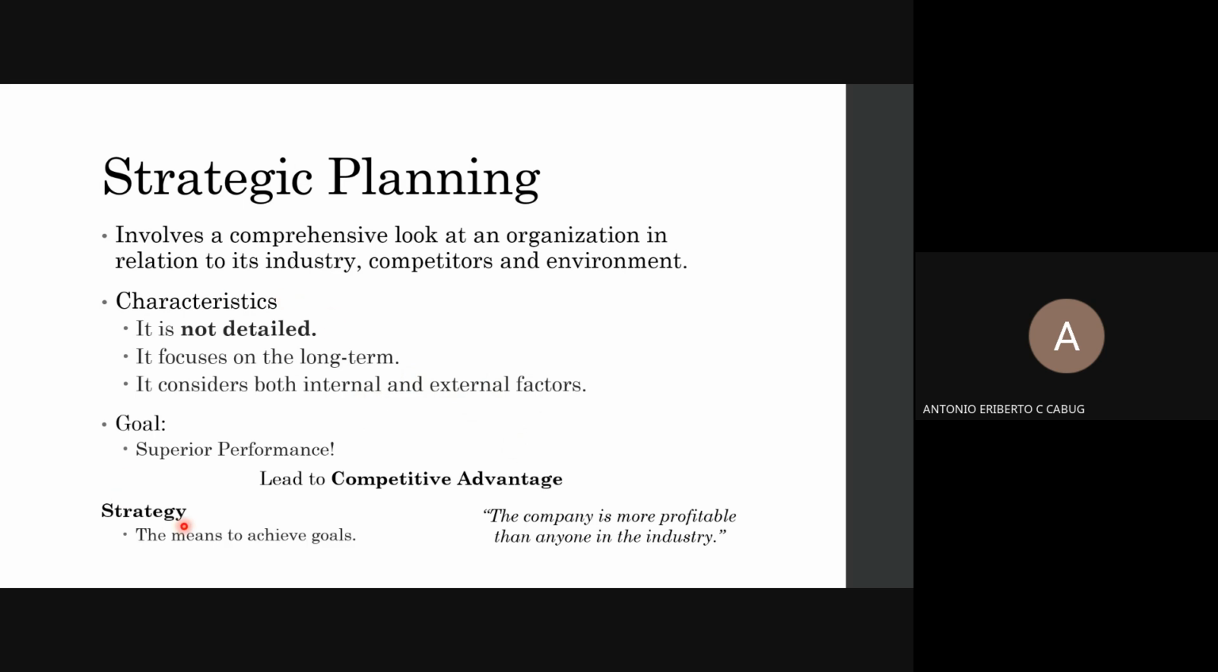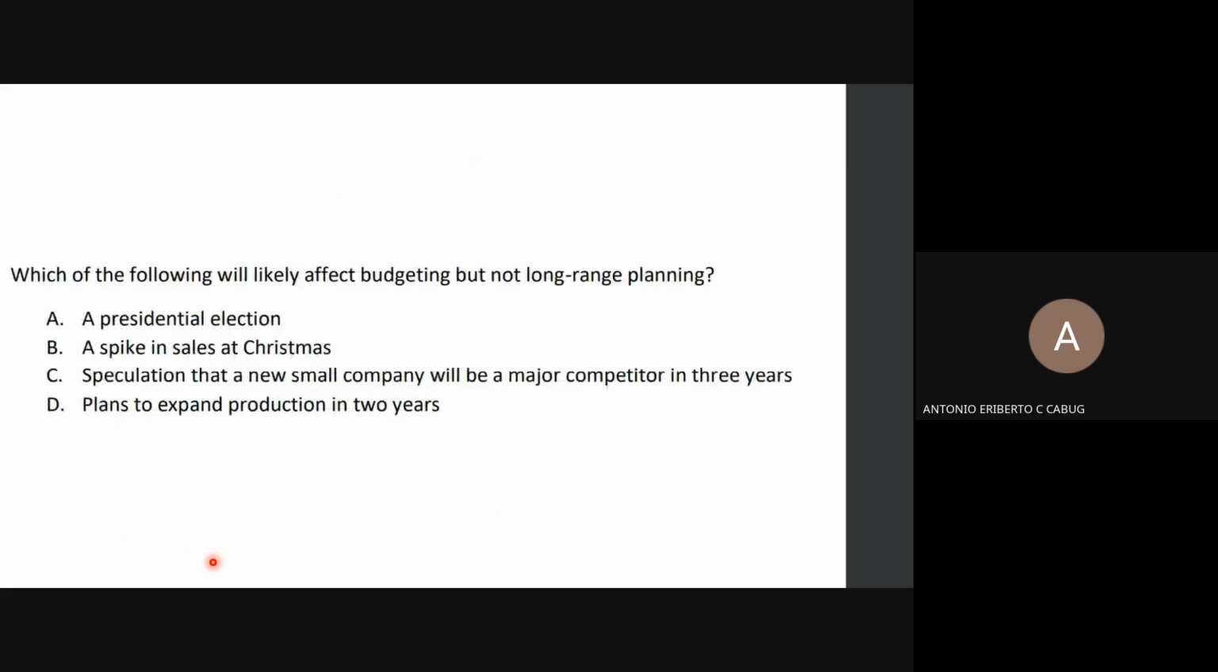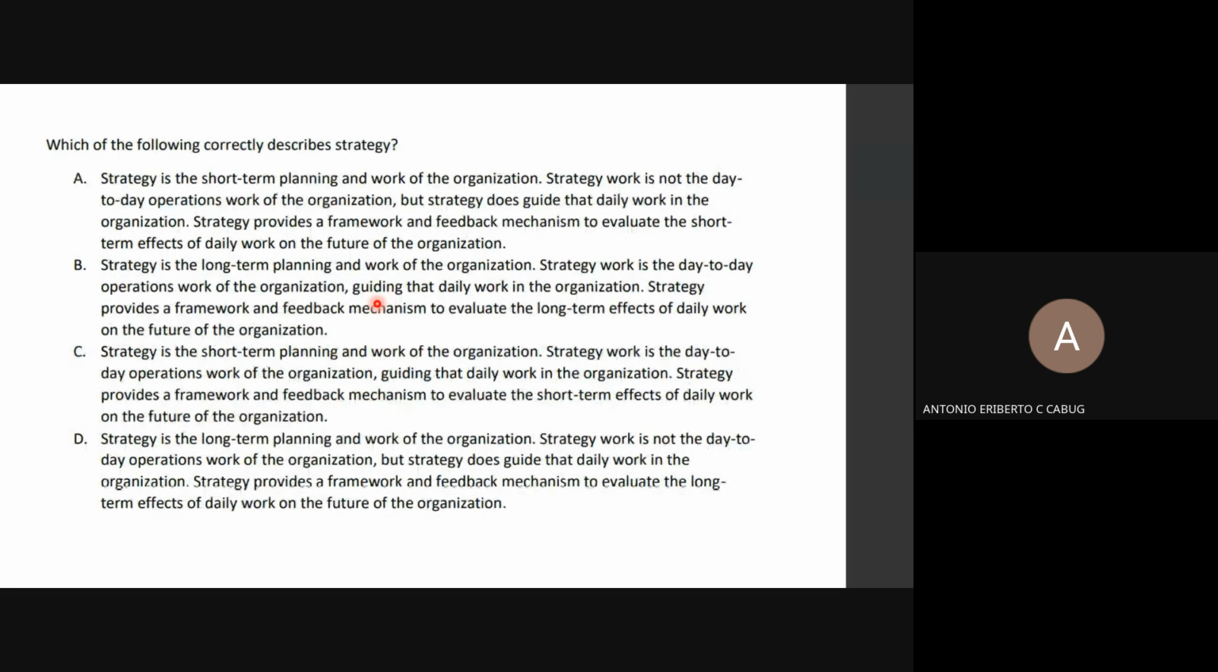And the word strategy, this term pertains to the means to achieve the goals, the means how to achieve the goals. Okay? Okay, we made a distinction between short-term planning and long-range planning. Long-range planning is actually strategic planning, while budgeting is operations planning, or short-term, no? Short-range planning. Okay?